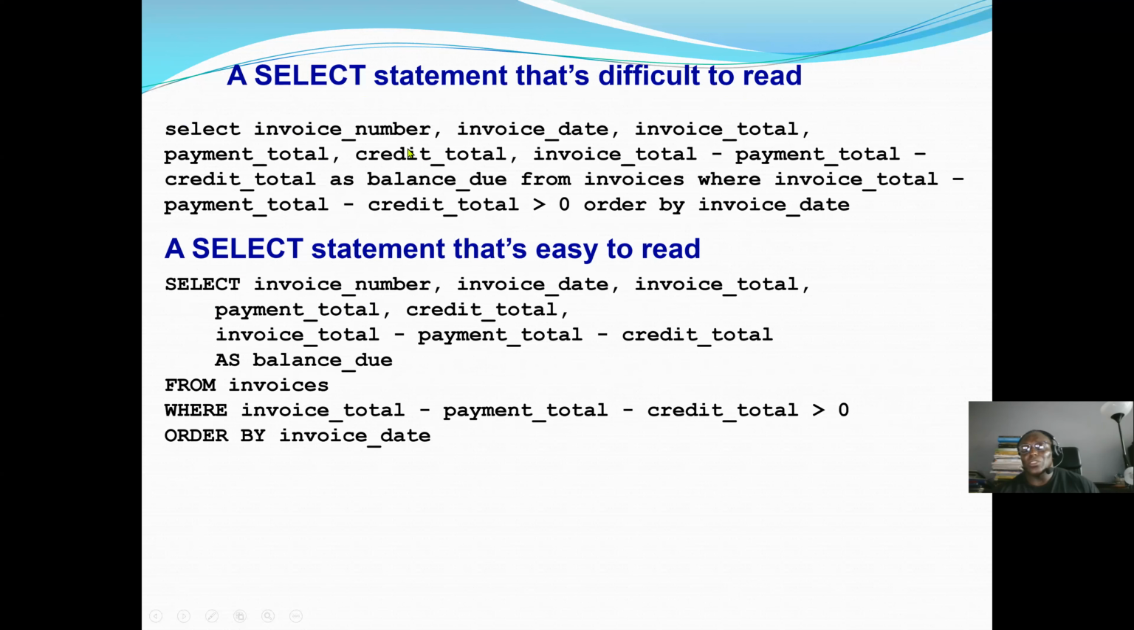But here we write everything and all of them are in lowercase. You can see that the second is very good, in the sense that it's easier to read, because the commands are uppercase letters and the names, column names, etc. are lowercase. But here everything is lowercase, which will be difficult to read. So select invoice number, invoice date, invoice total, payment total, credit total, invoice total minus payment total minus credit total as balance due from invoices where, but you can see that everything is in lowercase, but the condition is true. So this is easier to read: select, from, where, order.